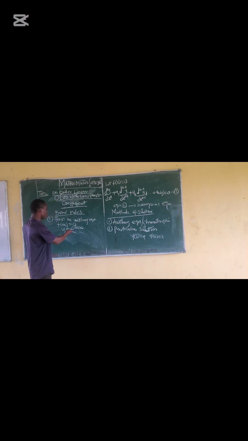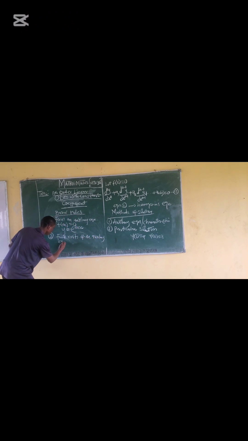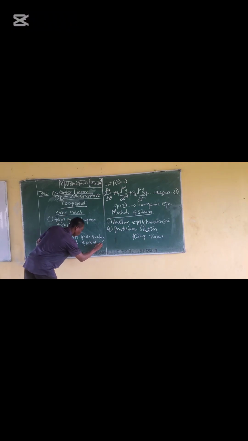Then after you've looked for the auxiliary equation, you go further to look for the roots of m. You look for the roots of the auxiliary equation. All right, the roots there, I mean, is maybe this is the root here, this m. So you are going to look for the basic roots: M1 equal to A, M2 equal to, let me say, B, and then M3 equal to C.